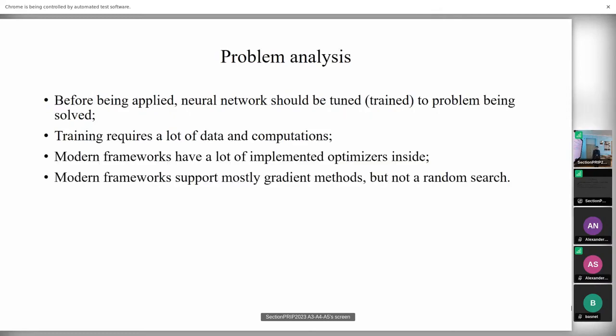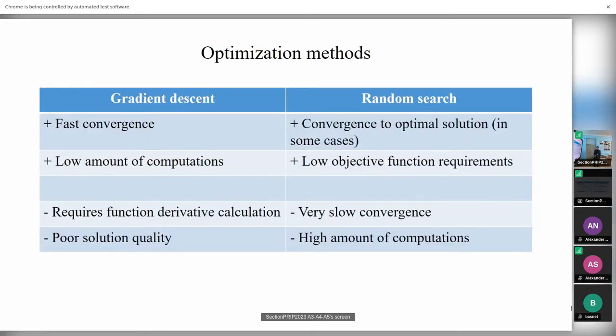Next slide, please. But a neural network, before training, should be tuned and trained as in the previous one, so it's nothing special here. Training requires a lot of data and computations, as we know. Modern frameworks have a lot of implemented optimizers inside, but they support mostly gradient methods, not random search. That poses a serious problem.